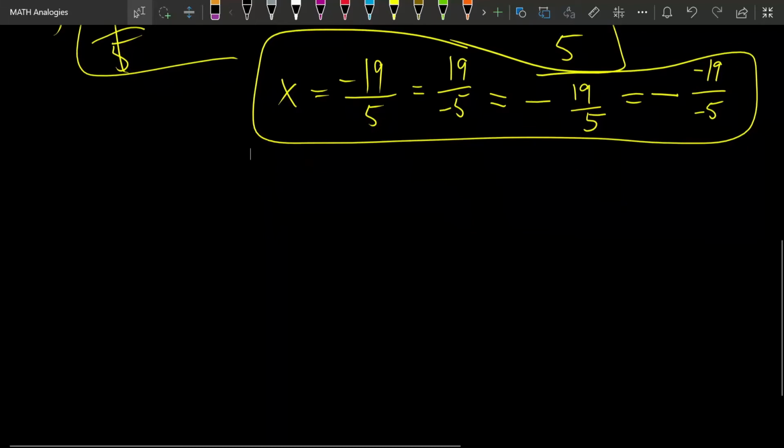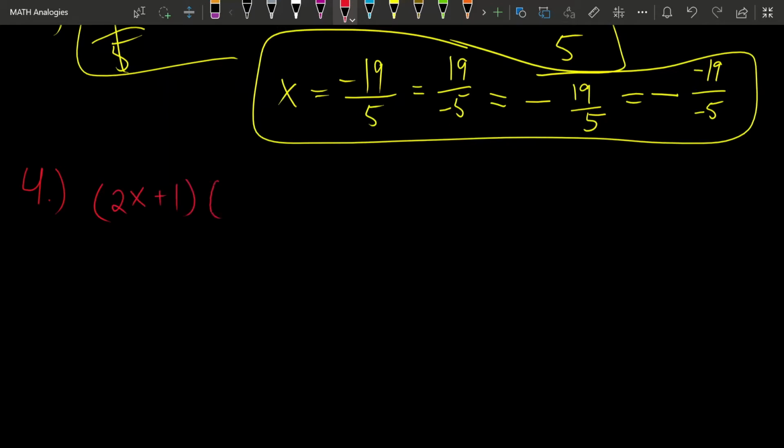So let's get in a funky problem. Problem 4. Let's do something with lots of parentheses here. So we got (2x + 1)(5x + 3). And what should this equal? How about 100?